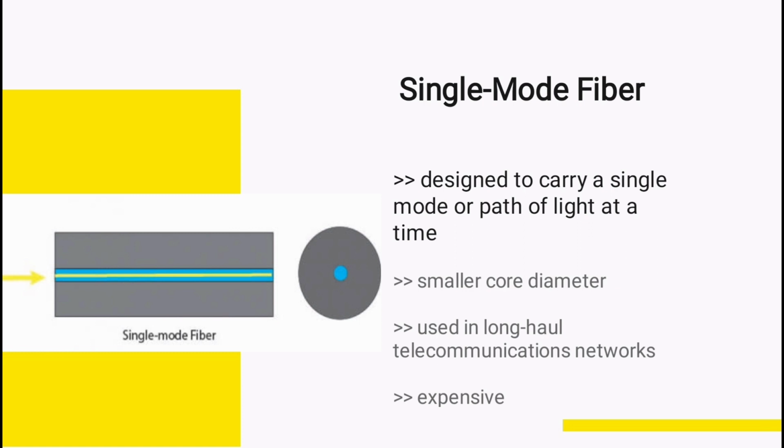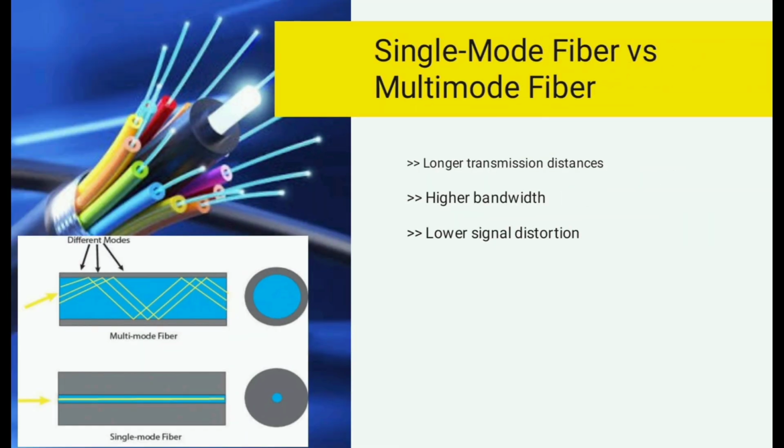It can transmit data at speeds up to 100 gigabits per second over distances up to 10 kilometers and beyond. Single-mode fiber is more expensive than multimode fiber and requires more precise alignment with the light source. It also requires more expensive light sources, such as lasers, to generate the narrow beam of light that is needed for single-mode transmission. However, it offers several advantages over multimode fiber, including longer transmission distances.